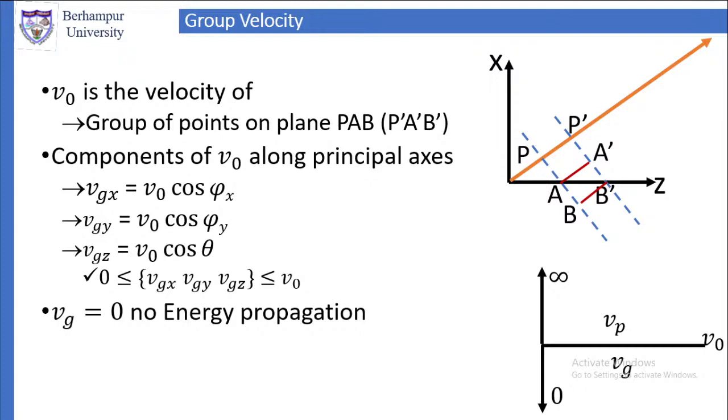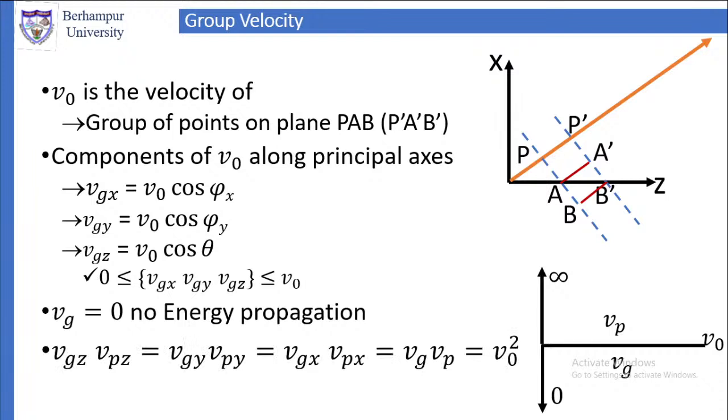Vg is equal to 0, what does that imply? Vg is equal to 0 implies that there is no propagation of energy. Absolutely no propagation of energy. Since Vg is equal to 0, the wave is not propagating, the wave is static. Vg equal to 0 implies that the velocity of the group of points is 0. So the plane is static, which means there is no propagation of energy. So when Vg is equal to 0, that indicates no energy propagation.